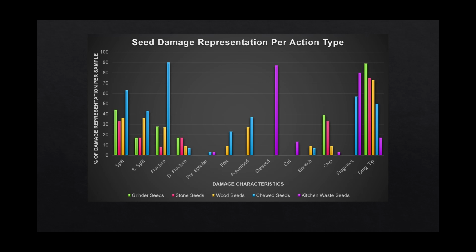This chart illustrates seed damage representation per action type. The y-axis indicates the percentage of the represented sample where the damage characteristic was observed. It is important to note that one seed may hold more than one damage characteristic. 90% of all the seeds in the chewed seed sample presented fractures, while 63% of the chewed seed sample were observed to have splits present. Therefore, some of the chewed seed sample would have both splits and fracture damage characteristics on the same seed.